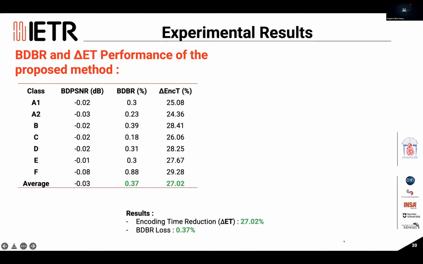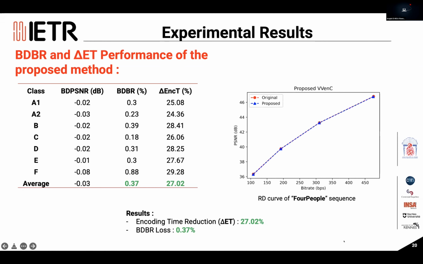And here in this table, we can see our experimental results over the 6 classes, where we can see that our proposed method can achieve around 27% in encoding time reduction with a BDBR loss of 0.37, which is a good trade-off. As we can see here in this rate distortion curve of the FourPeople sequence, the curves of the original and the proposed method are very close to each other.